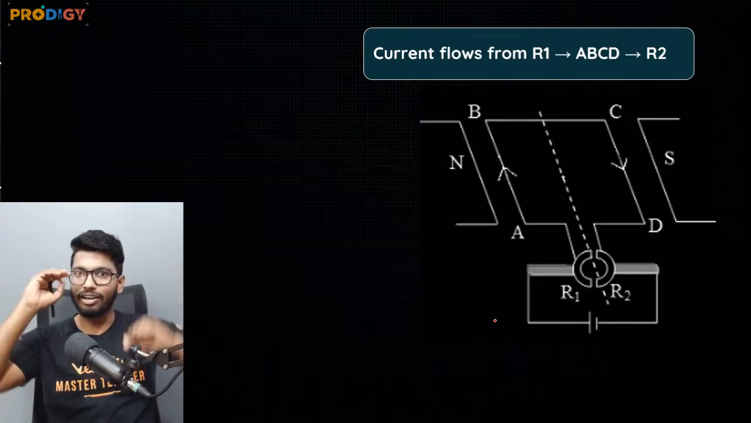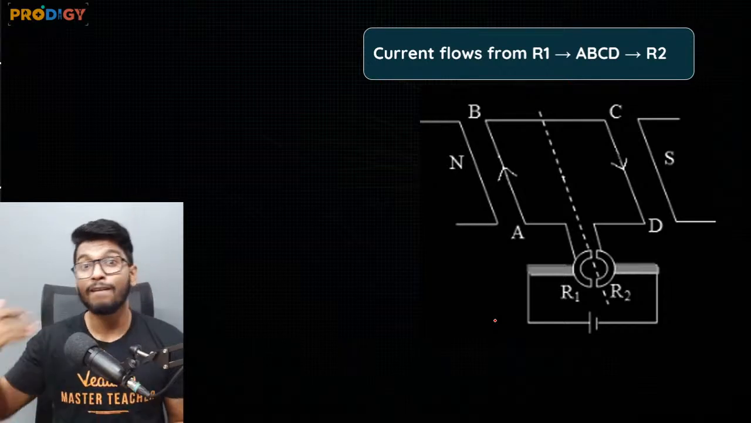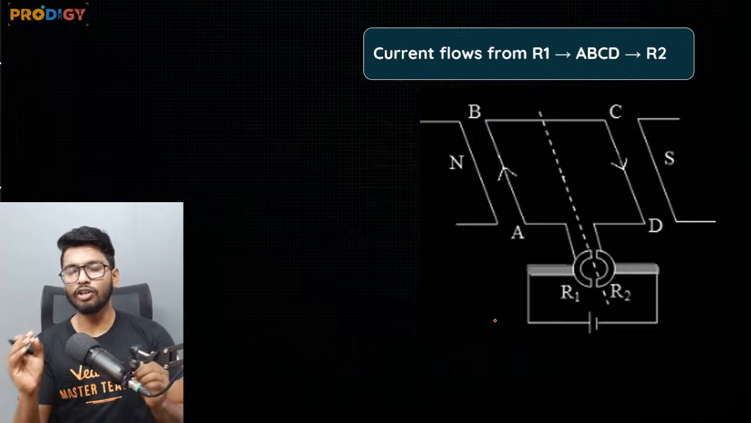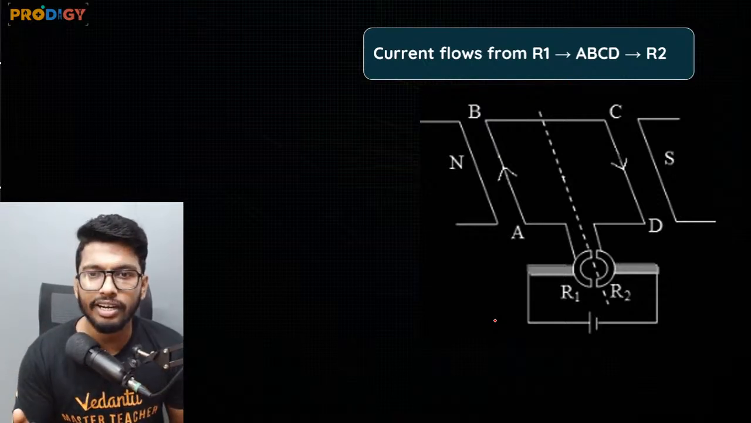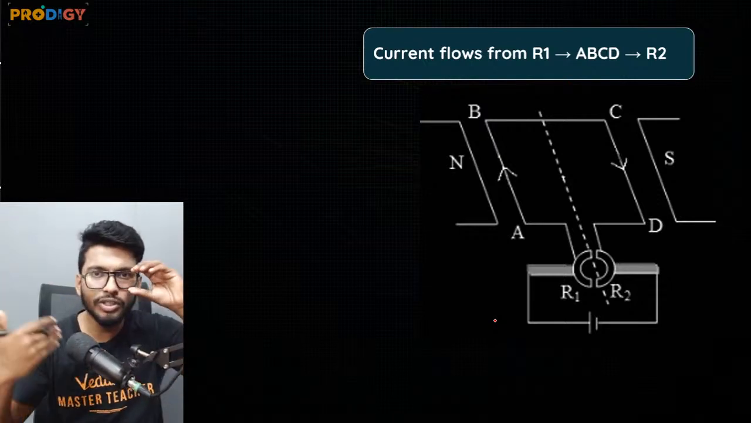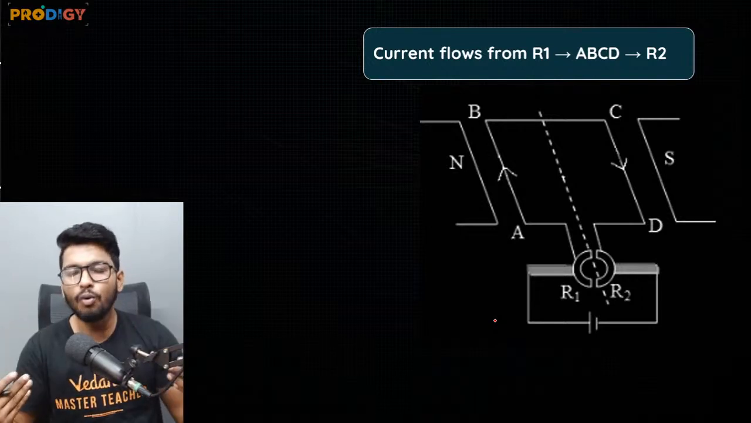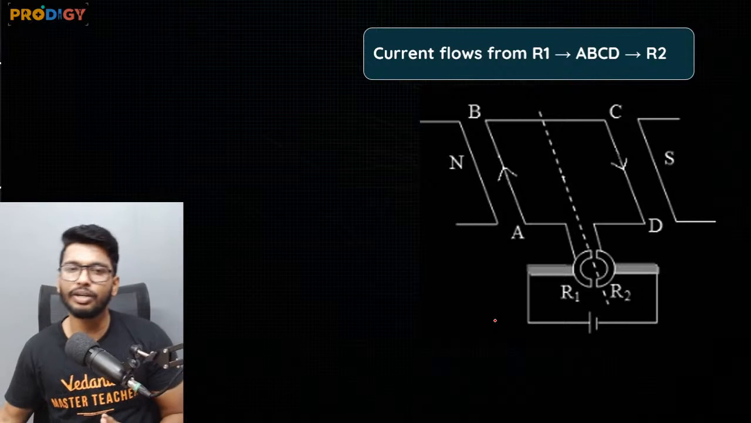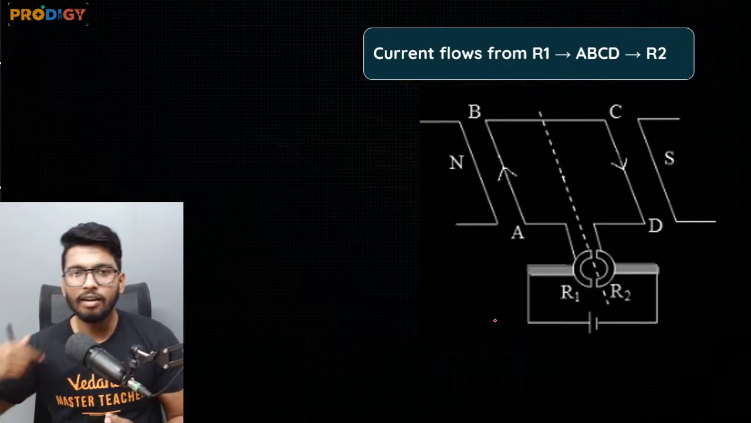So pay attention now. Okay, this is very, very important with respect to your term two examination. So listen very carefully. What I'm going to talk about is basically the direction of current, and I'm going to use my Fleming's left hand rule to show how these armature coils are rotating, and how the split ring is in turn rotating, and how the axle is rotating with respect to that.